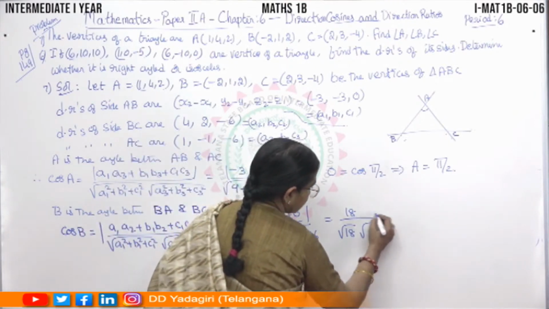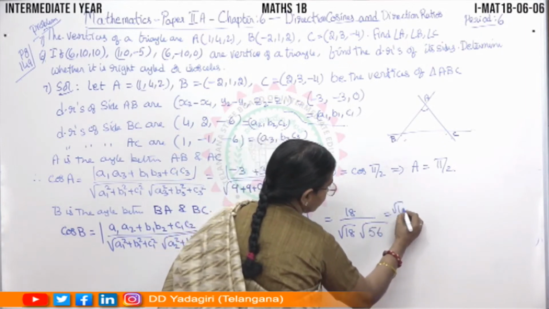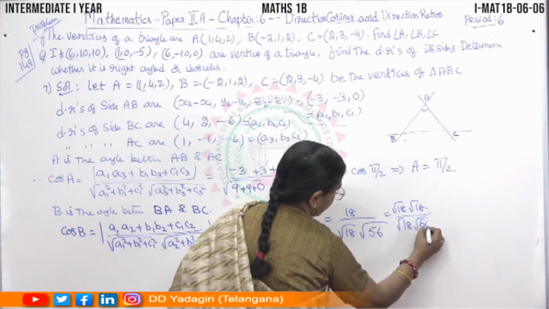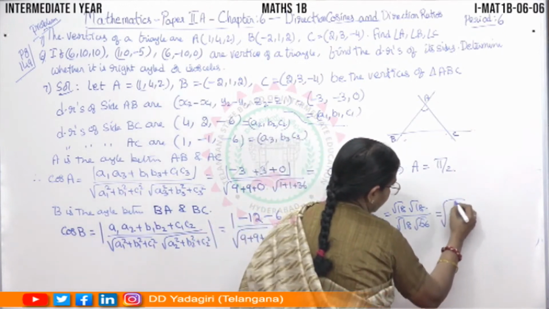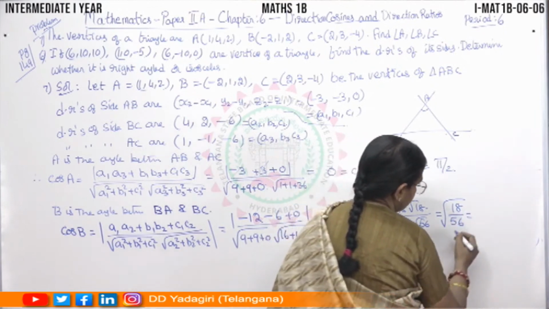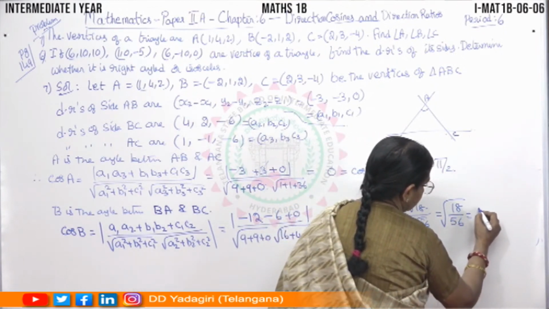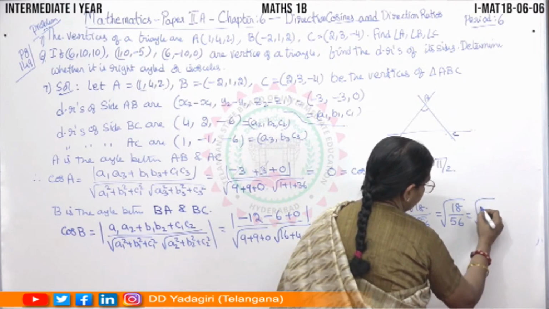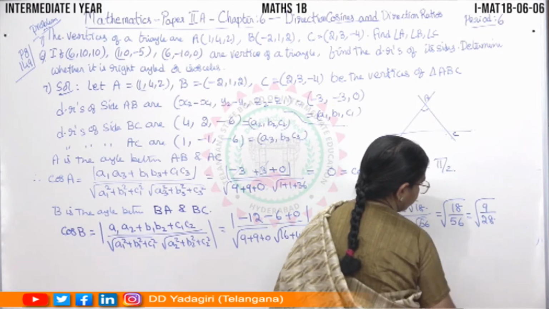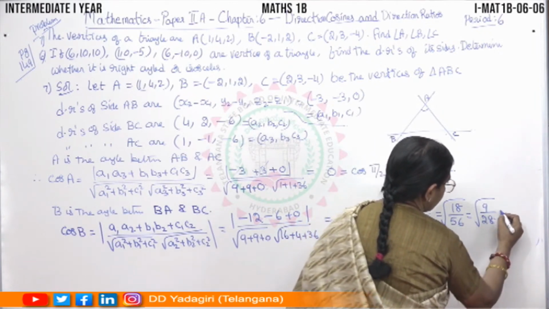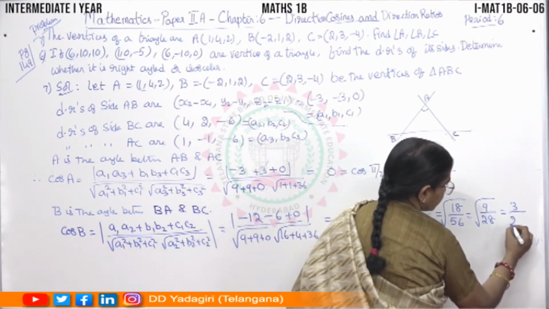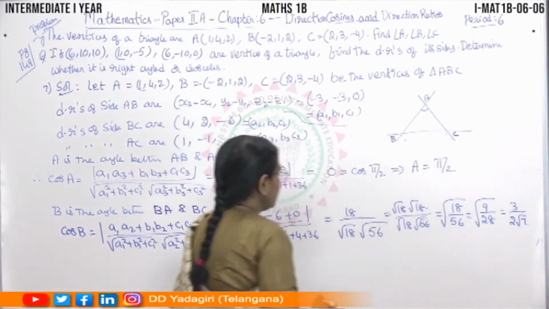Root 56. So root 18 you can write as root 18 into root 18. And one root 18 gets cancelled and it is root of 18 by 56. So 2 9s are 18. So root of 9 by 2, 8 is 16. So root 9 is 3. 3 by root 28 can be written as 4 7s are 28. So 2 root 7. So like this you can do.